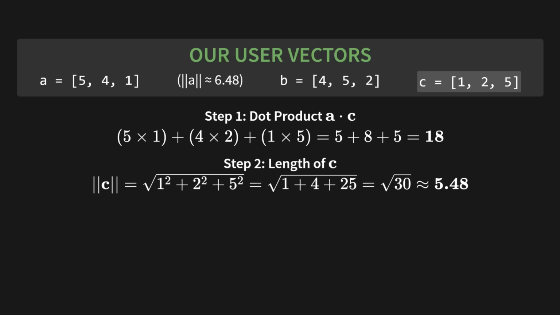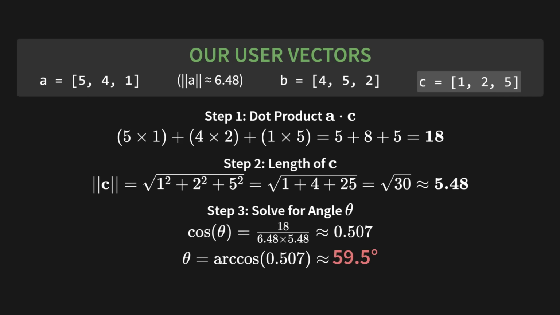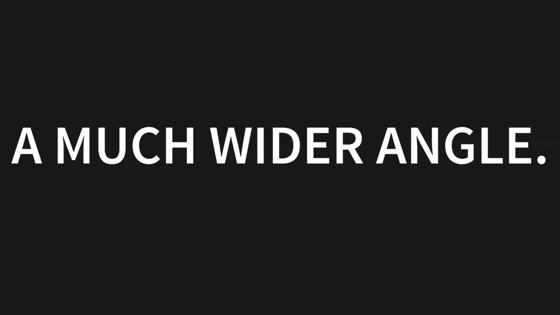Step 2, the length of C. That's the square root of 1 squared plus 2 squared plus 5 squared, which is about 5.48. Step 3, solve for the angle. Cosine theta equals 18 divided by 6.48 times 5.48. That comes out to about 0.507. So theta is the arc cosine of that, which is 59.5 degrees, a much wider angle.